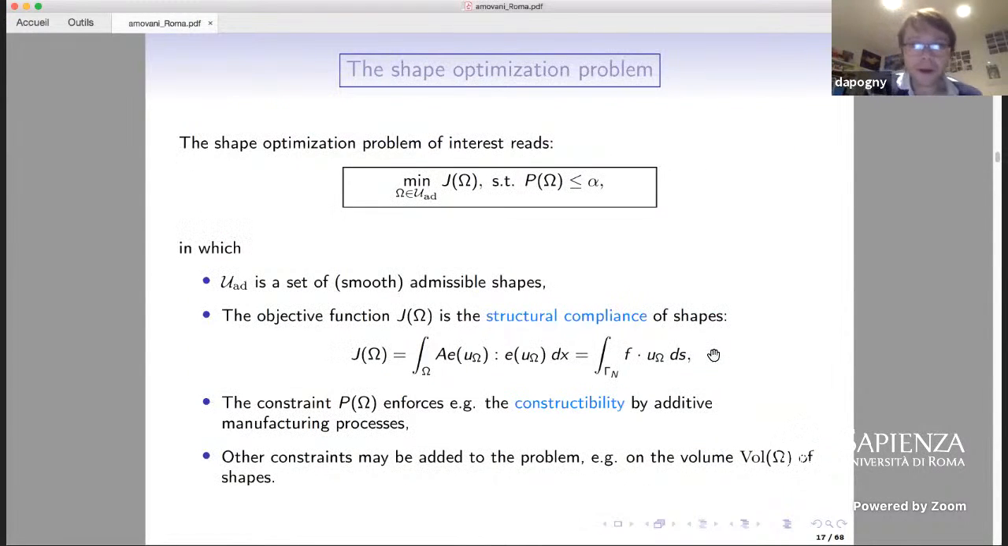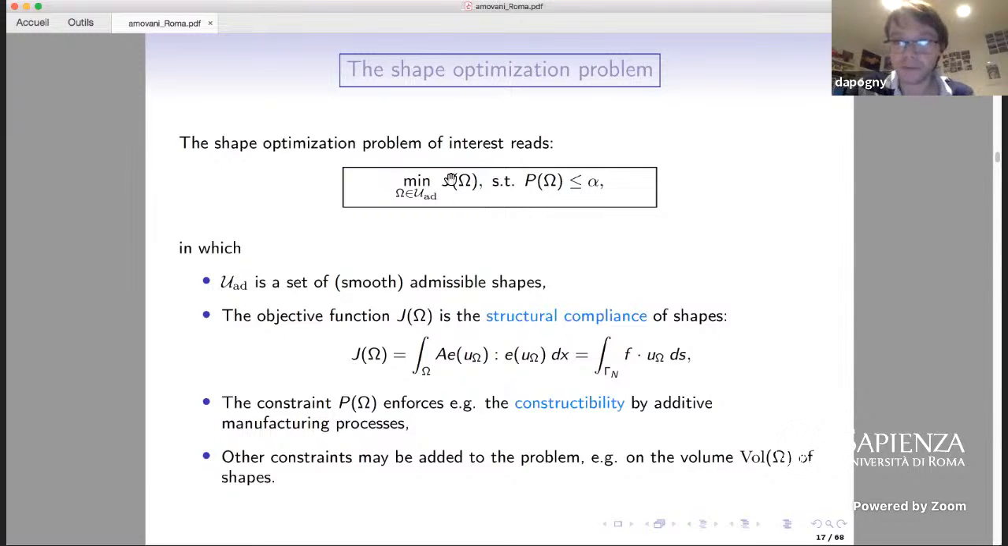Okay, so after this small digression, the typical shape optimization problems that we'll consider will look like this. We minimize some function J of the domain Omega over a set of admissible domains under some constraints, which will be meant to enforce the manufacturability of shapes by means of additive manufacturing techniques. And so these are the constraints P of Omega that we wish to model in this presentation.